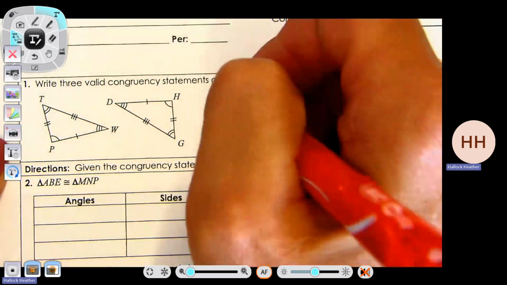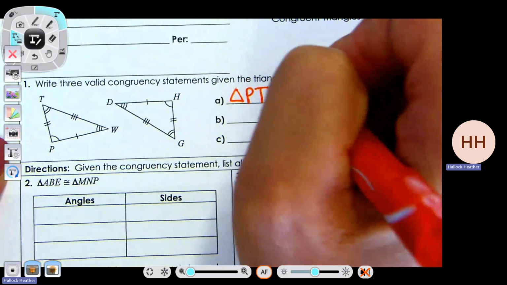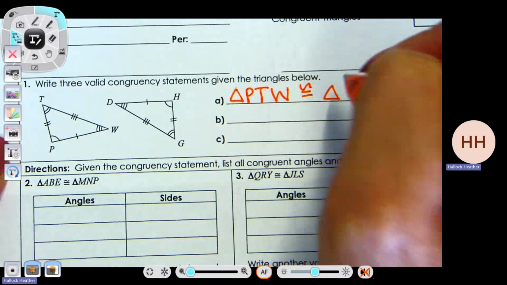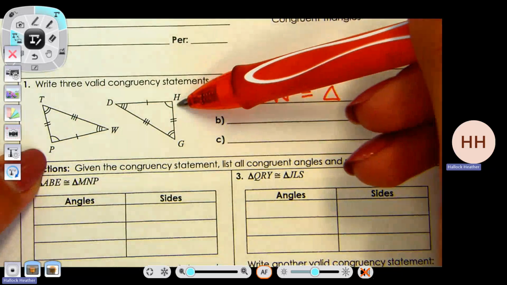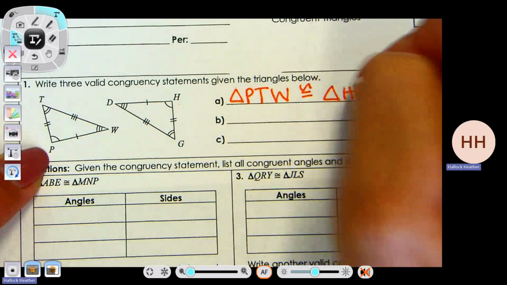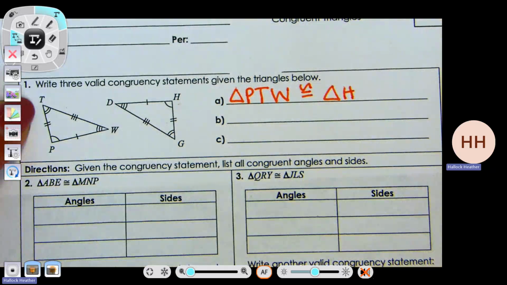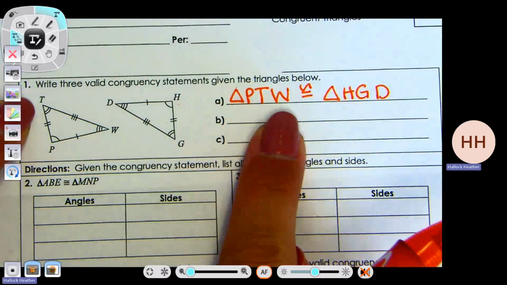So if I write triangle PTW is congruent to another triangle, what does P have to match with on the other triangle? H, because they both have one arc mark, so those angles are congruent. So H has to go first. Okay. T I put next. What has to go next? G, and then what's the last one? D. Okay. The first order does not matter.